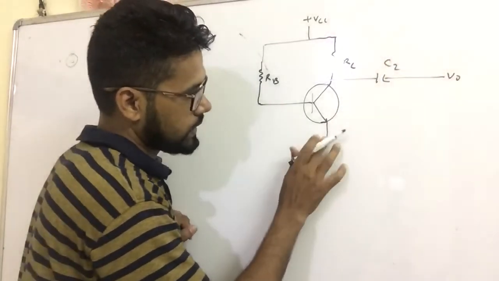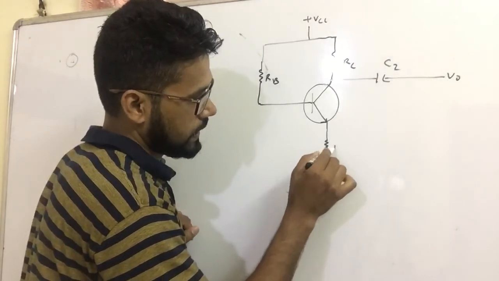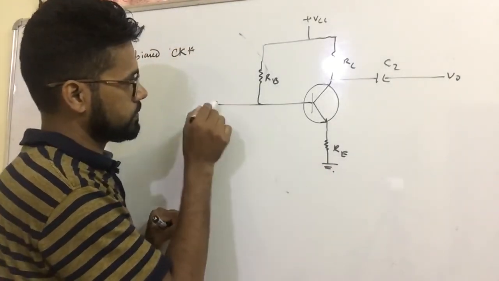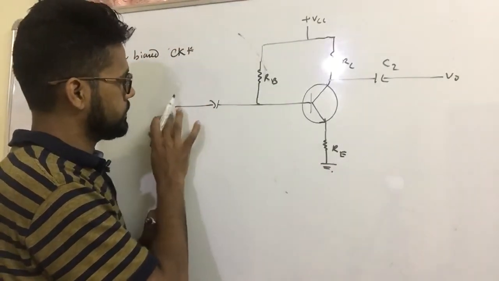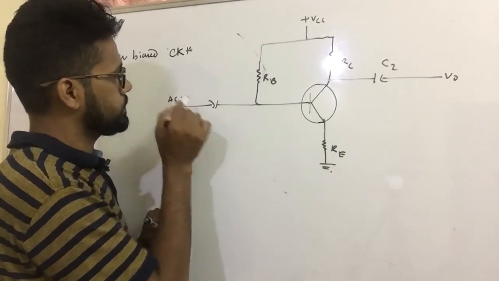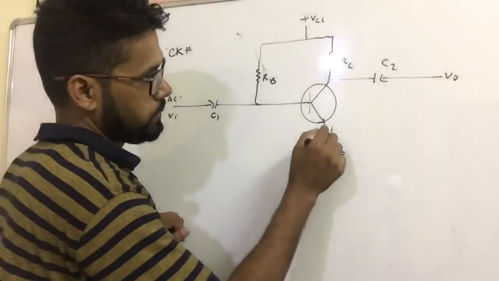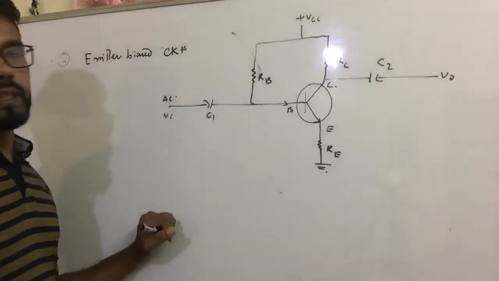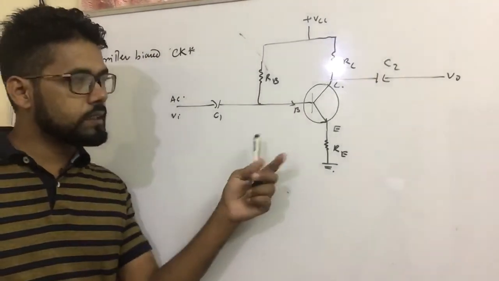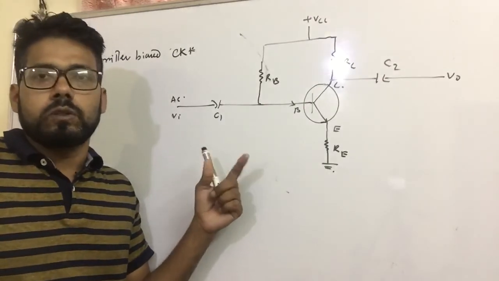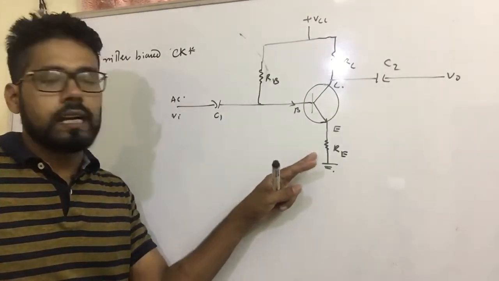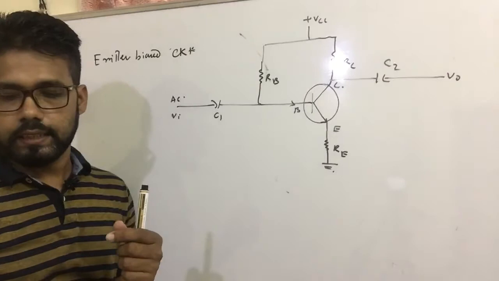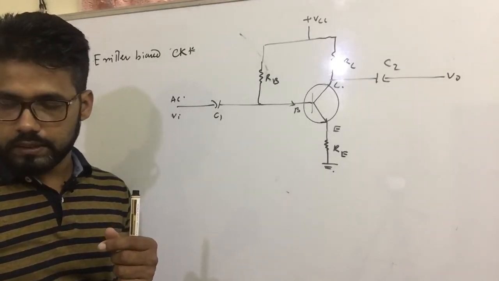Now it is similar to the fixed bias circuit, but there is another resistance, RE. The emitter resistance is introduced. This is the input, C1. This is the emitter, this is the collector, this is the base. This is the emitter bias circuit. Why is it called emitter bias? It is similar to the fixed bias circuit, only an external resistance RE is introduced in the circuit in order to enhance the stability of the previous circuit. Similar to the previous circuit, we can analyze the emitter bias circuit.